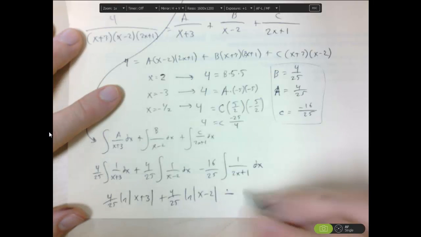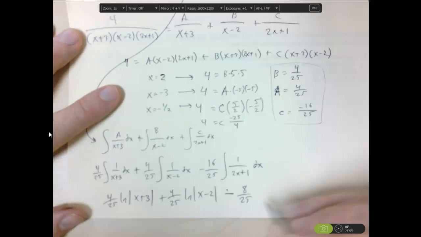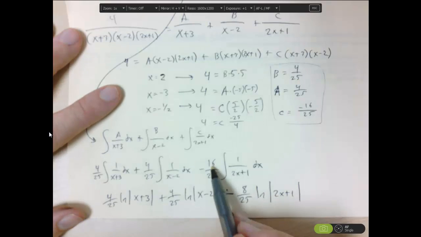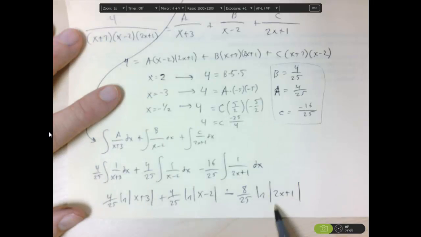minus 8/25 natural log 2x plus 1. Why 8 instead of 16 here? Because if I were to take the derivative of this, natural log would give me 1 over 2x plus 1, but then I would have to multiply by the derivative of the inside, which would give me an additional 2, which is where the 16 would come from.